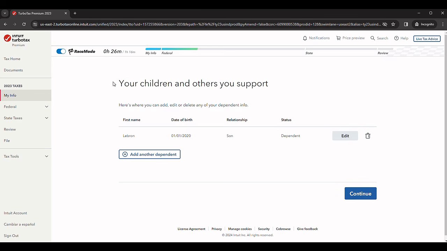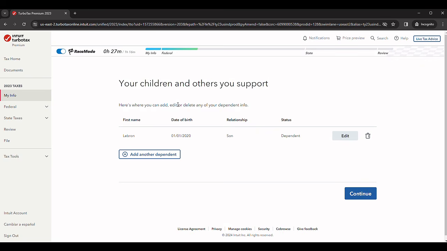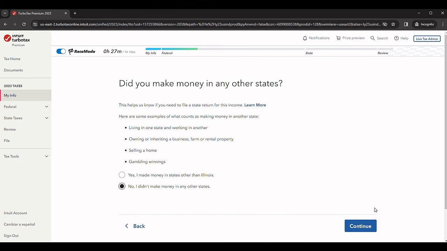Okay. So they're asking about your children and any other people that you support, because dependents is not necessarily just kids. It could be your parents, your grandparents, your nephew, whoever. In this situation, I'm saying that I have one dependent. We'll just say it's my child, my son. Name is LeBron. I just put LeBron James, born on January 1st, 2020, and LeBron is my dependent. And we'll continue.